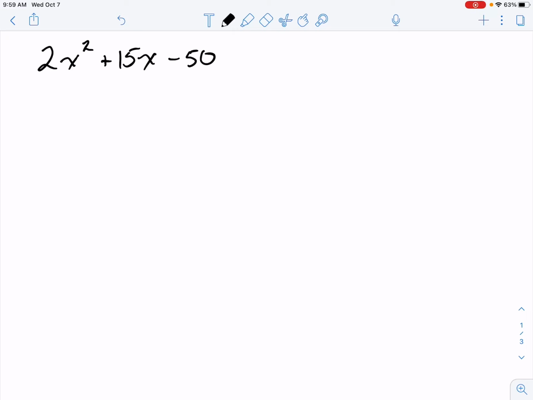All right, let's go over the AC method for factoring trinomials. Okay, step one, you want to multiply the A term by the C term. So 2 times 50 is going to be 100, negative 100. You're looking for numbers that will multiply to give you negative 100. Let's see, there's 1 times 100, 2 times 50, let's see, 4 times 25.